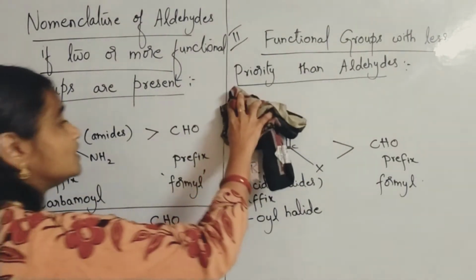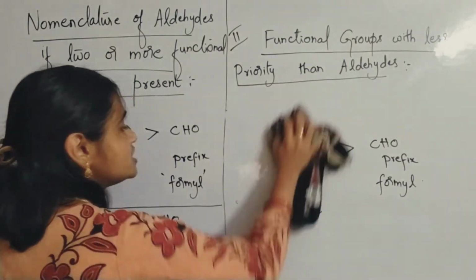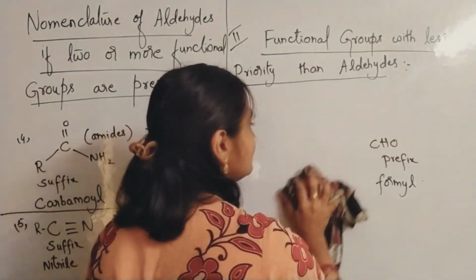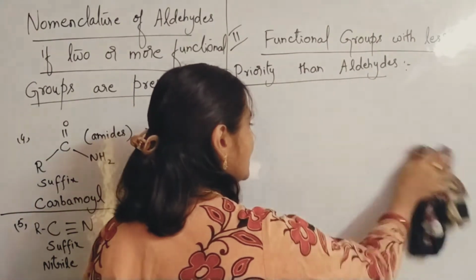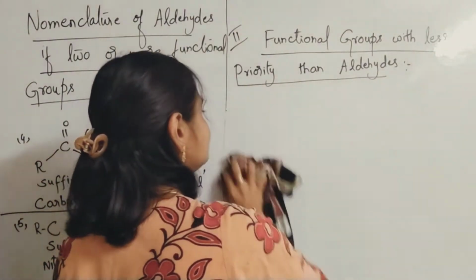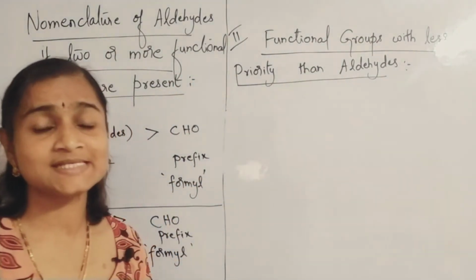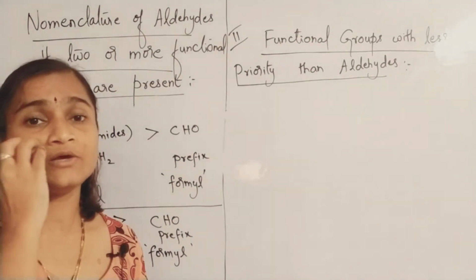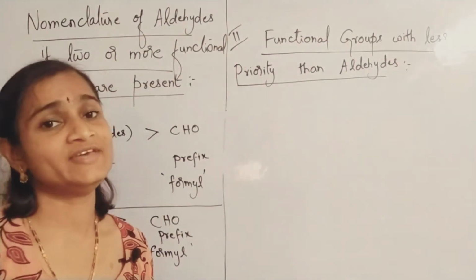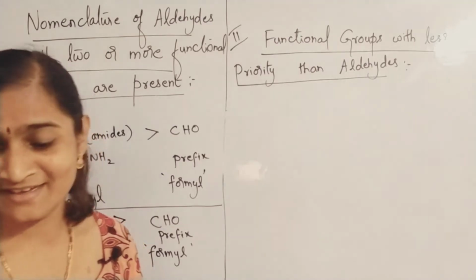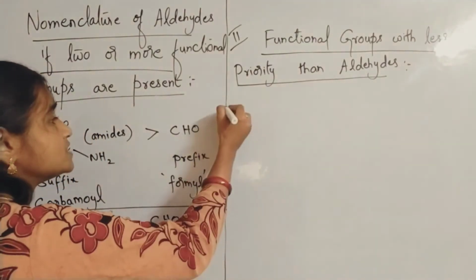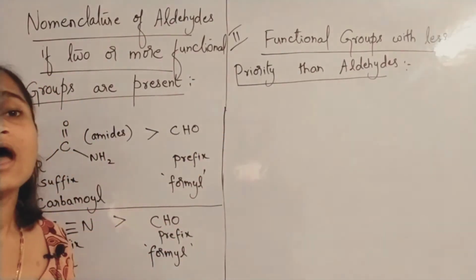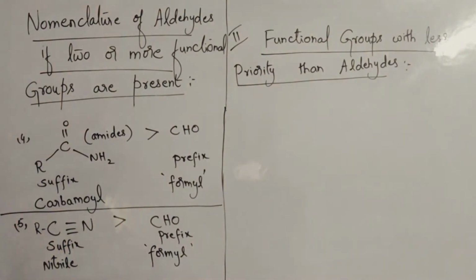Right. So let us see the functional groups. Which functional groups are having less priority than aldehydes? In such case, aldehydes will be given suffix and the less priority functional group will be given its own prefix. Please try to understand carefully. Let us see one by one.